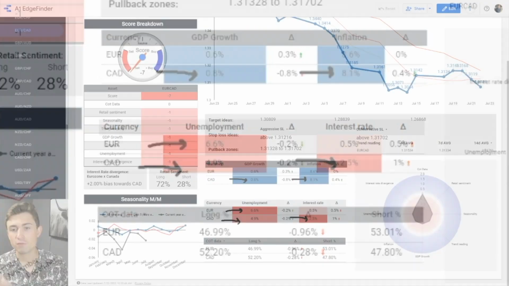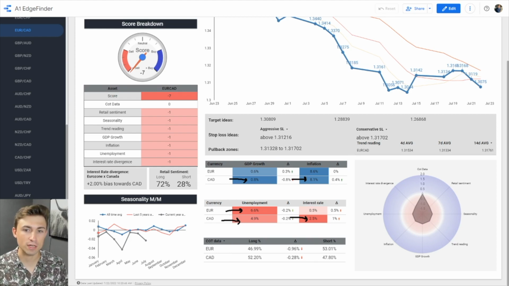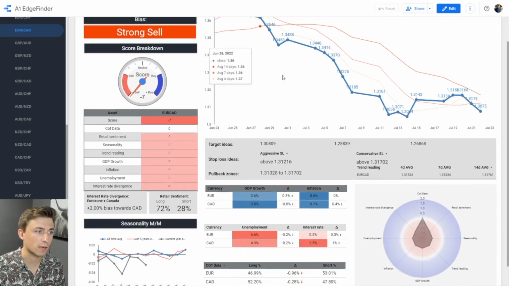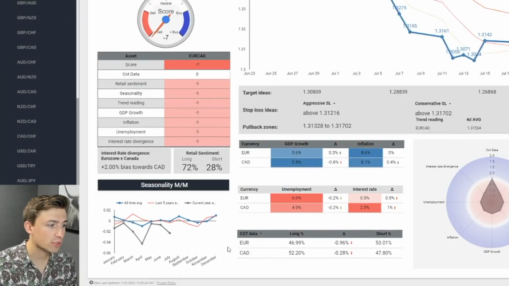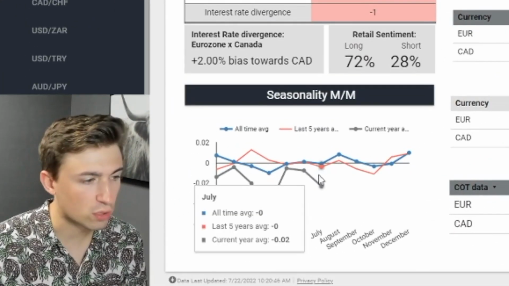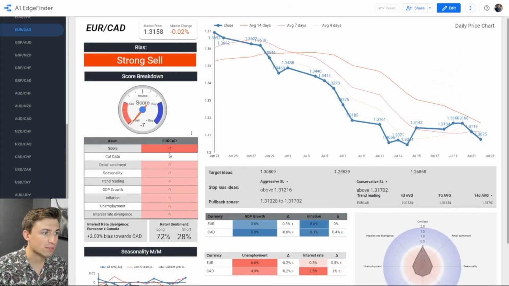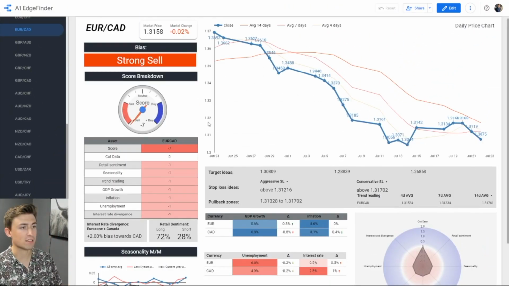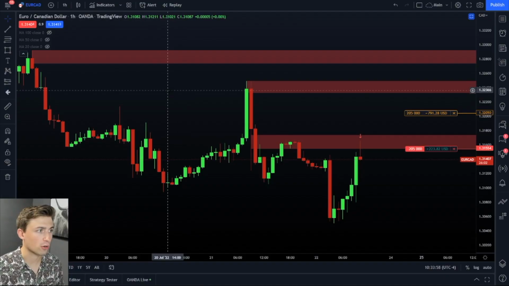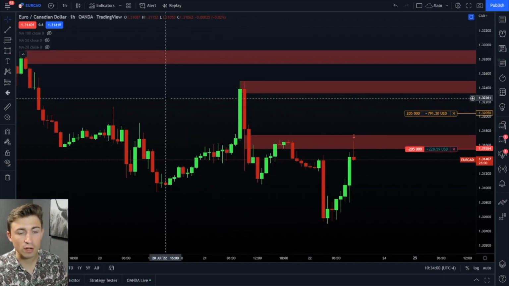Fundamentals are an important component to my trading research, and that is why we use the market scanner that you're seeing on the screen, the edge finder, to help us with that. Also, another one is that the month of July is historically pretty negative for the currency pair, and all of this said and done, we have a -7 score. That's going to give me a bias to be short on this particular currency pair. So there you go. I'm in the trade.